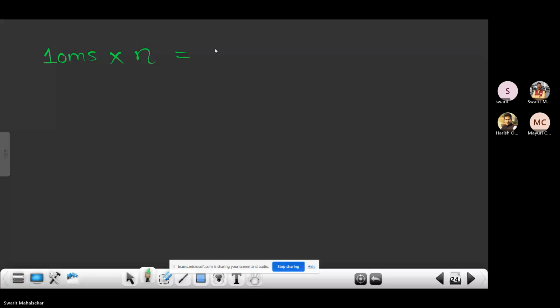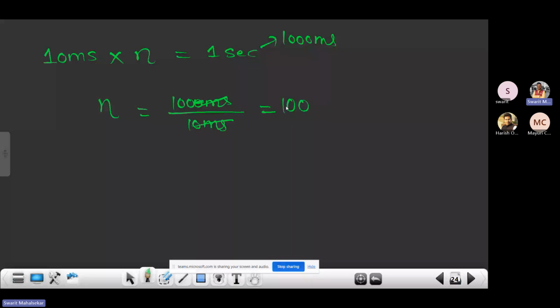That means n is equivalent to 1 second, which is nothing but 1000 milliseconds, right? So 1000 milliseconds divided by 10 milliseconds, and the answer we get is 100. So what we need to do is create a delay of 10 milliseconds inside a for loop. We will use a for loop, and inside that for loop we are going to create a delay of 10 milliseconds. Getting this point? Is this part clear?